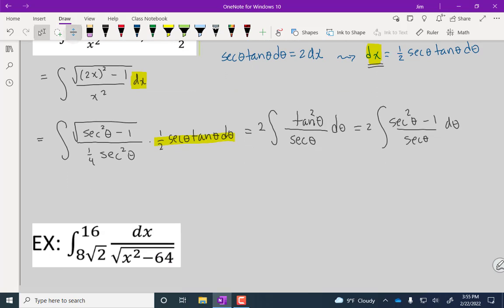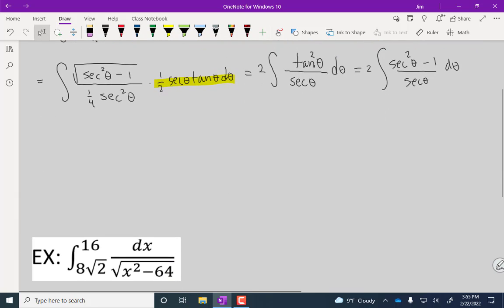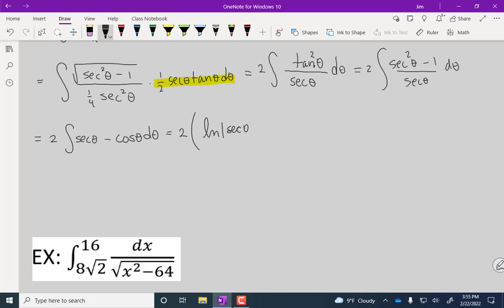Okay, so now we're going to split the fraction. Splitting the fraction is going to give us 2 integral of secant theta minus cosine theta. We have secant squared over secant, which is secant, and 1 over secant, which is cosine. Integral of secant, natural log, absolute secant plus tangent. We did that one a bunch last class. All right, so secant integrates to the natural log of secant plus tangent, minus integral of cosine is sine.